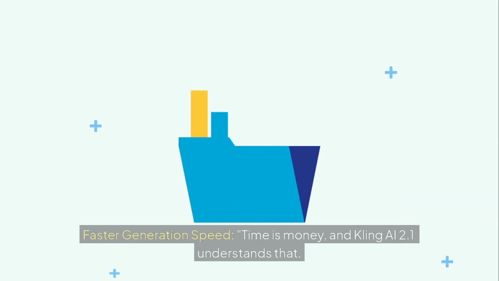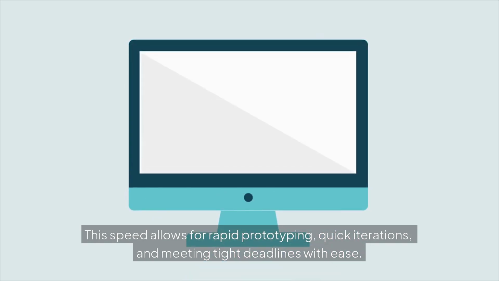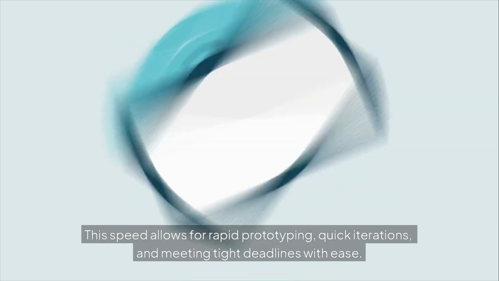Faster generation speed. Time is money, and Kling AI 2.1 understands that. Imagine generating a high-quality video in just 30 seconds. This speed allows for rapid prototyping, quick iterations, and meeting tight deadlines with ease.